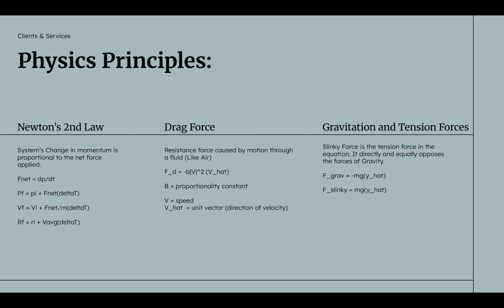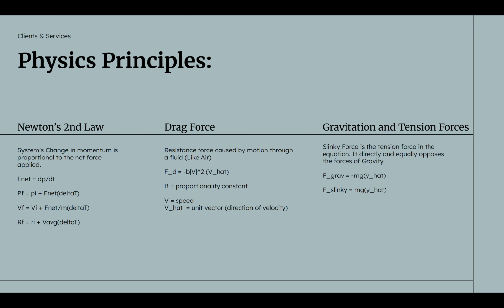So, drag force. This is a resistant force that is caused by motion through a fluid. In this case, the fluid is air. So the drag force is going to be equal to negative b times the velocity squared in the direction of the velocity. In this case, b is just a proportionality constant that is found through trial and error.